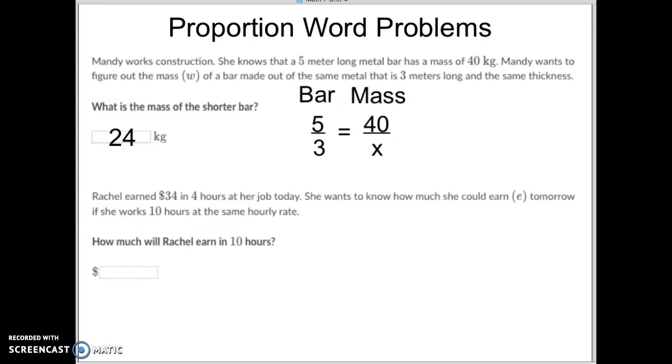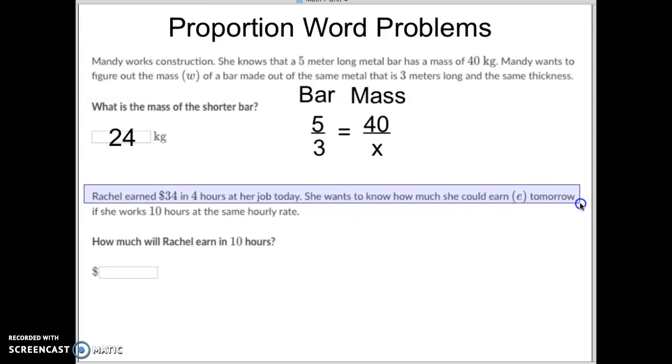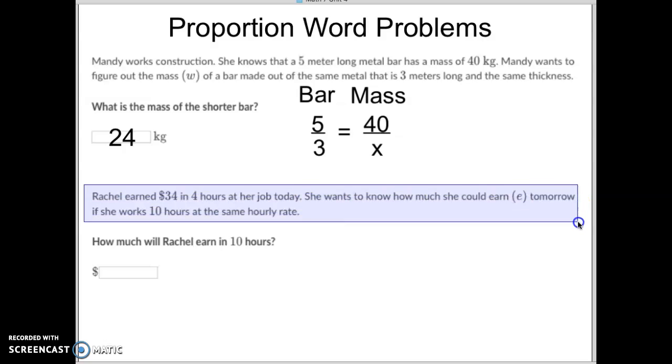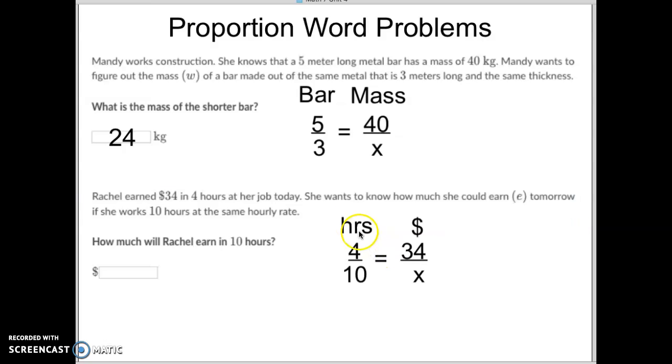Let's do one more here. Rachel earned $34 in 4 hours at her job today. She wants to know how much she can earn tomorrow if she works 10 hours at the same rate. Well, let's find out here. Okay, if she can, in 4 hours, earn $34, then how much can she make in 10 hours? How much money will she make?